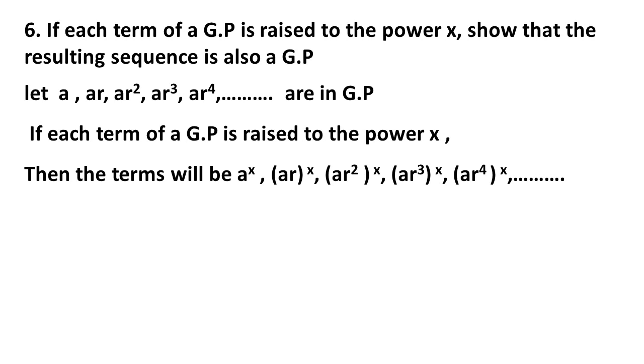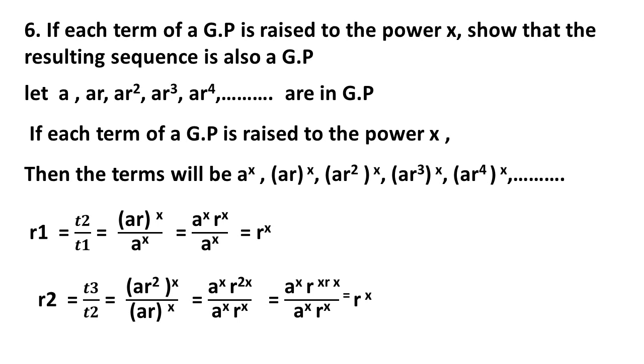Let us find out the common ratio between the terms. R1 is equal to T2 by T1, that is A into R whole to the power of x divided by A to the power of x. Expand the terms in the numerator. A to the power of x into R to the power of x whole divided by A to the power of x. A to the power of x, A to the power of x gets cancelled. R to the power of x remains. Similarly, find out another common ratio between the terms T3 and T2. Here also it results as R to the power of x.